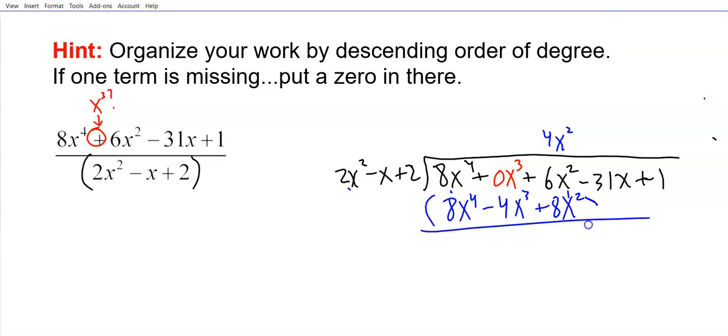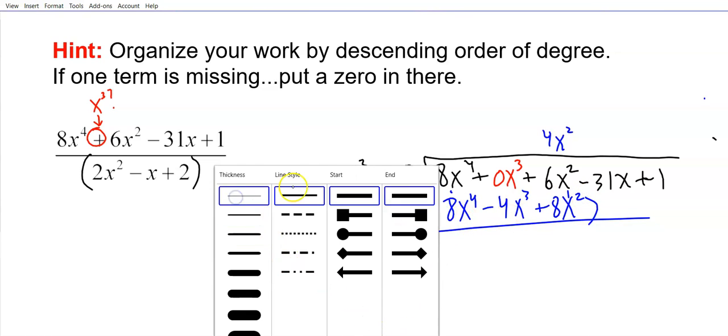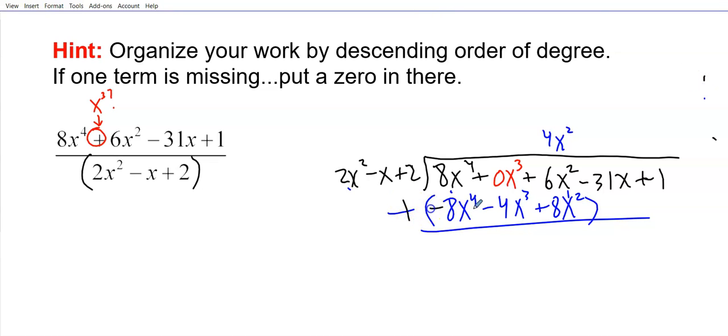I'm going to subtract all those guys. So I get negative, positive, negative. Okay, so I'm adding 0x cubed plus 4x cubed. It's 4x cubed. So this is where it really comes in handy to have that x cubed column, because otherwise I might mistakenly add up the x squared with the x cubed or something. Minus 2x squared. Bring down the next term, minus 31x.